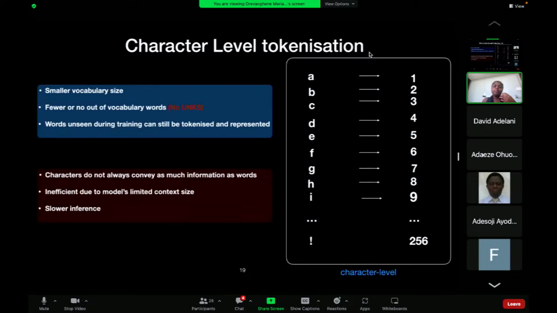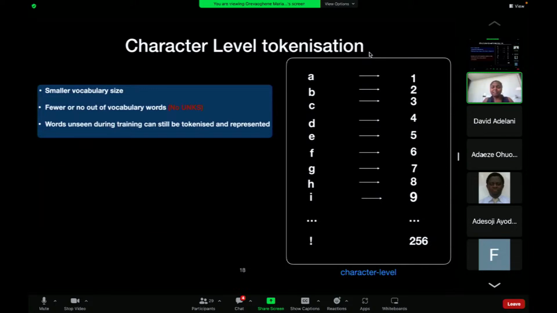But characters do not convey as much information as words. So if I have an M in Masakani and I have an M in Monisola, they do not mean the same thing. There's a lot of loss of information. Also, character level tokenization is very inefficient due to the model's limited context size. Models typically have a limited amount of tokens that they can take in. There are recent methods like Alibi that try to extrapolate to longer sequences at test time, but models have this fixed amount of tokens that you can take in.